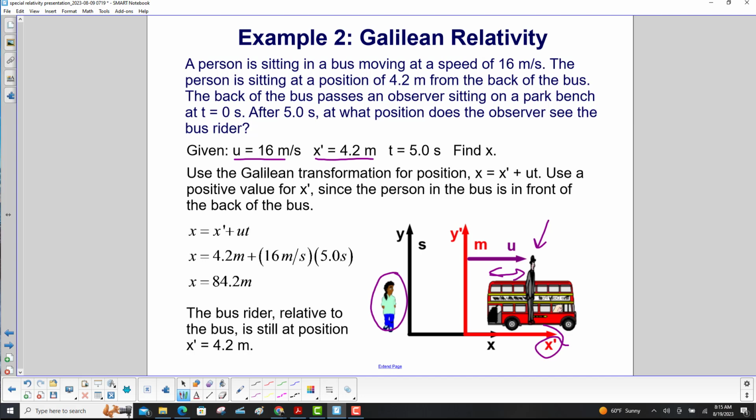Use the Galilean transformation for position. X is equal to x prime plus ut. Use a positive value for x prime since the person in the bus is in front of the back of the bus. Here's our equation. X prime is the position of the person relative to the moving reference system. Here's the velocity of the reference system M, which is where the bus is tied to. Here's our elapsed time. And we find that after 5 seconds, this person observes the bus rider 84.2 meters away. The bus rider relative to the bus is still at position x prime equals 4.2 meters.